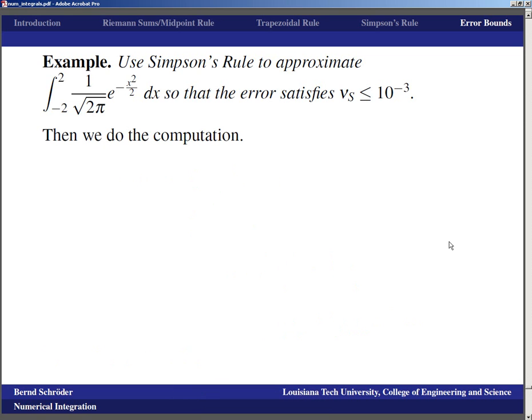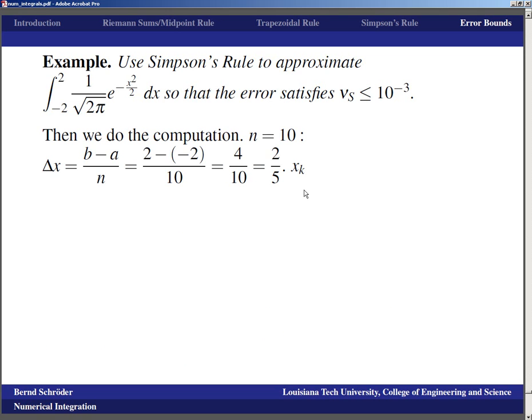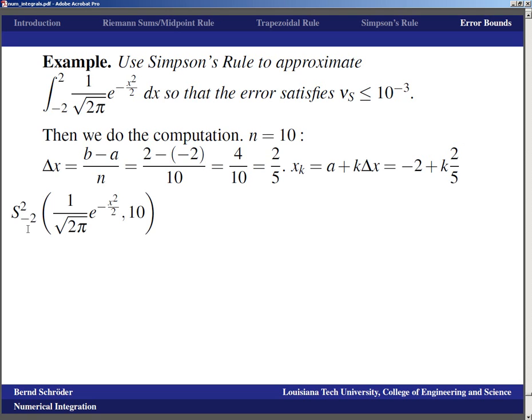And if I work that out, we do the computation for n equals 10, the delta x is (2 minus negative 2) over 10, right? b minus a over 10, which ends up being 4/10. So independent of what we did in the early examples, no, the delta x is not always 1/4. It can be 2/5. And the xk's are a plus k times delta x, which would be negative 2 plus k times 2/5 now.